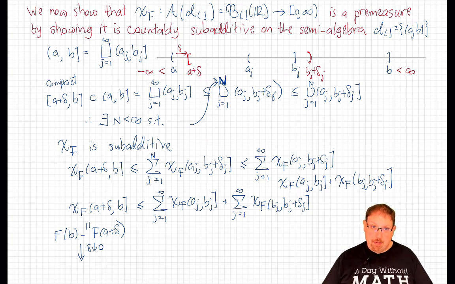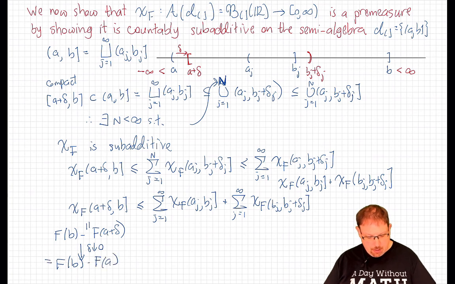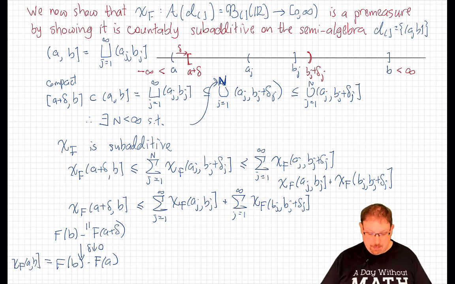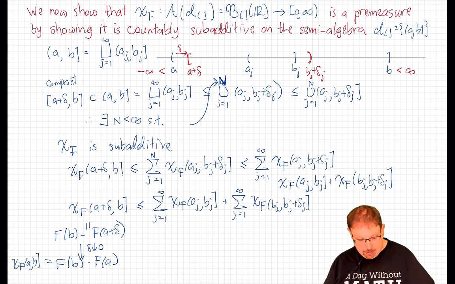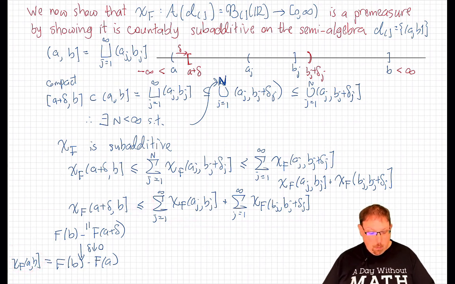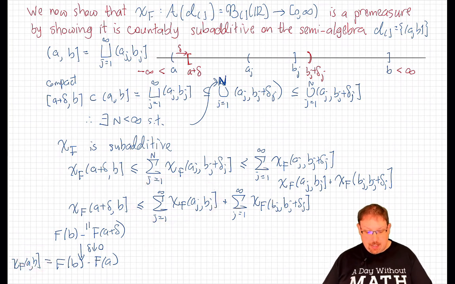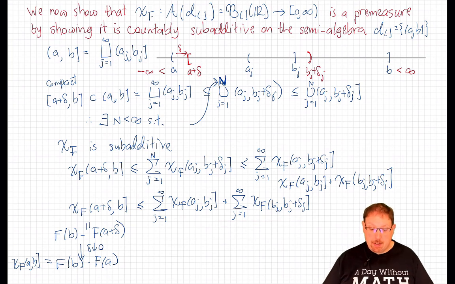Because the function f is right continuous, when delta decreases to zero, this left-hand side converges to f at b minus f at a, which is chi f at the interval from a up to b, as we're interested in. And since the right-hand side is independent of delta, by the squeeze theorem, we get that this quantity is less than or equal to what we have on the right-hand side here. What we want to prove is that it's less than or equal to that. We've proved that it's less than or equal to that plus this leftover bit.